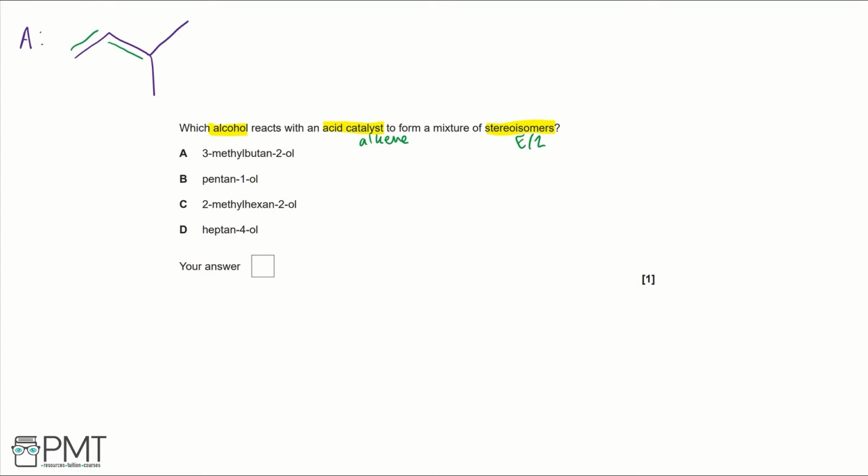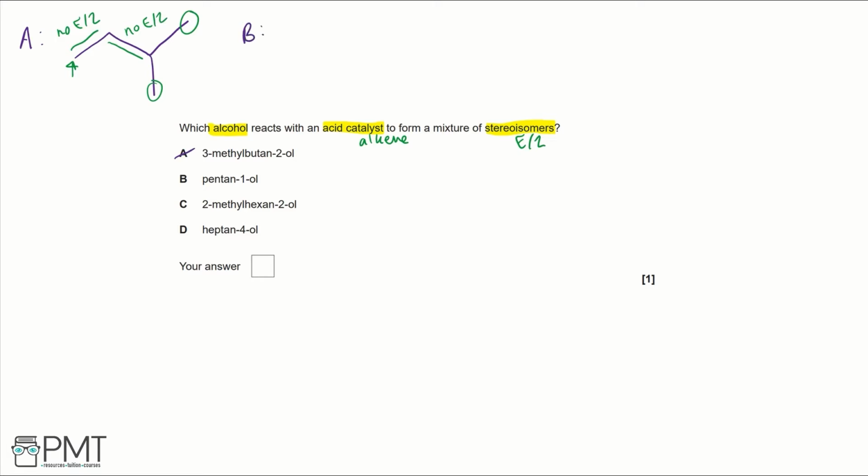So if we look at this one, that has 2 hydrogens, so we can't have EZ isomerism, so no EZ. And then here we have 2 CH3 groups again, so there's no higher priority, so there's no EZ stereoisomerism. So it can't be A, which we can eliminate.